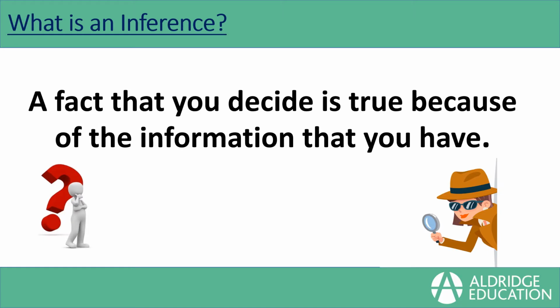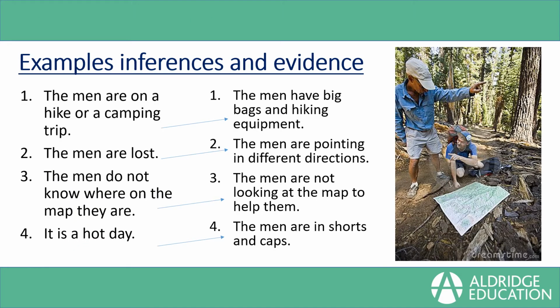So what is an inference? A fact that you decide is true because of the information that you have. So, examples of inferences and evidencing. We've got a picture here. One, the men are on a hike or camping trip, and we infer that because the men have big bags and hiking equipment. Two, the men are lost. We can infer that because the men are pointing in different directions and they're looking at a map. Three, the men do not know where on the map they are. We know this because the men are not looking at the map to help them.